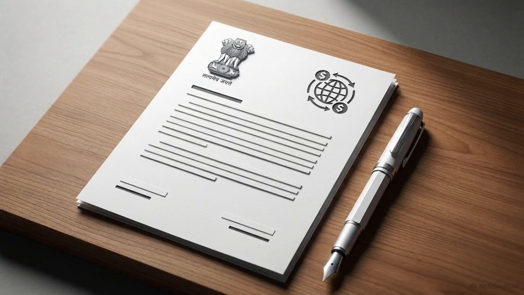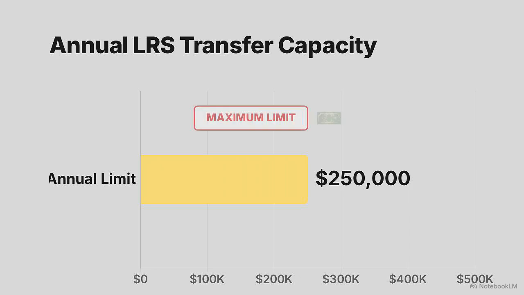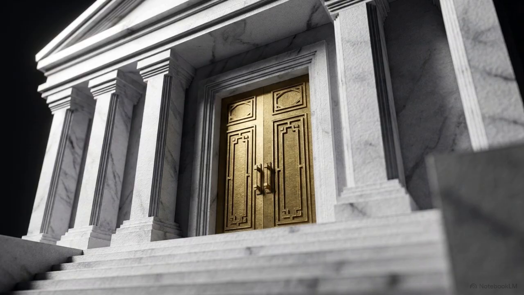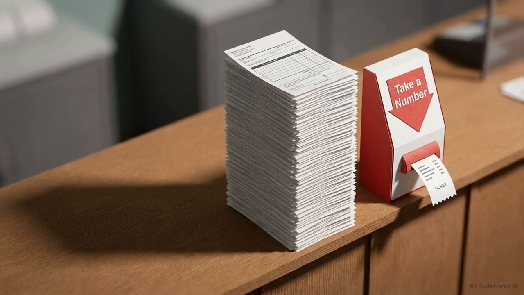To send money to that account, you will use the Liberalized Remittance Scheme. This is the legal framework that allows Indian residents to send up to $250,000 abroad each year. The speed of this transfer depends on your bank. ICICI, HDFC, IDFC, and Kotak allow you to complete the transfer digitally. If you use any other bank, you will likely need to visit a physical branch to submit paperwork.